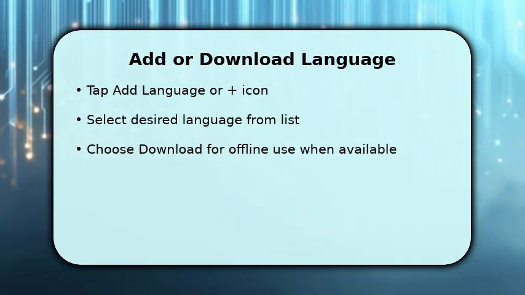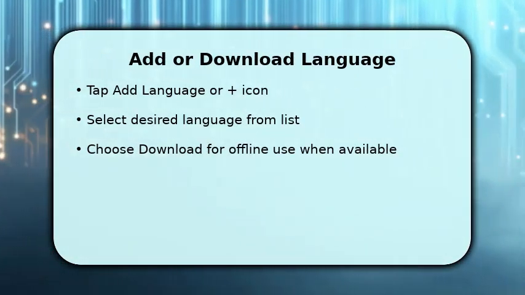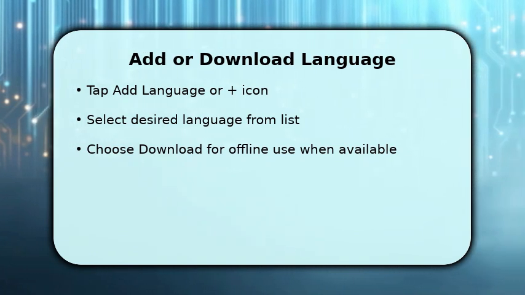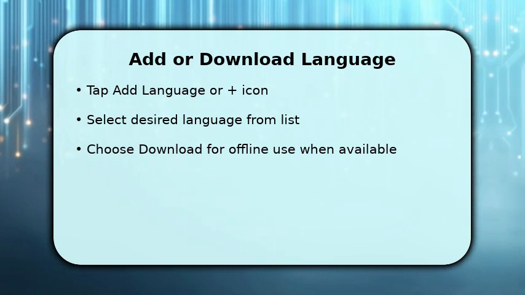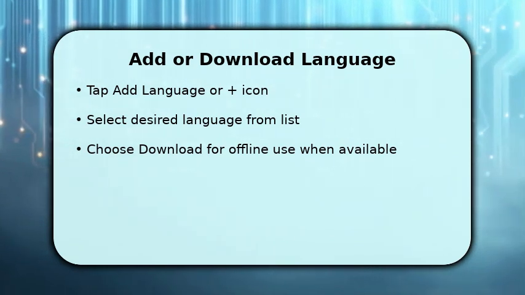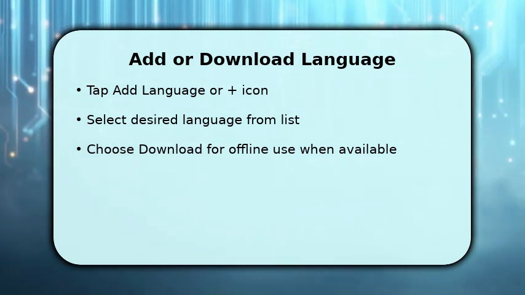Now you tap Add Language or the plus icon and scroll or search for the language you need. You'll see options to select it and either enable it live or download an offline pack. Choose Download if you plan to translate without internet.